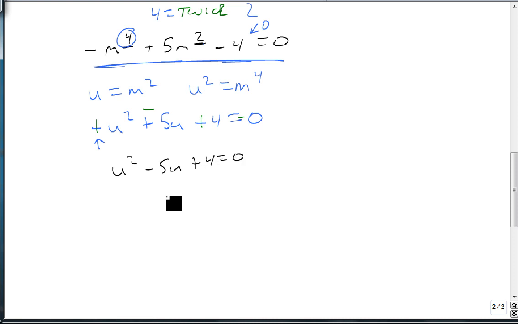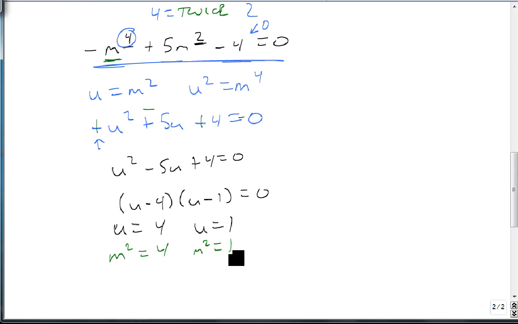Factors of 4 that add up to minus 5 are minus 4 and minus 1. So u equals 4 and u equals 1, because 4 minus 4 is 0, and 1 minus 1 is 0. So as long as I make one of them 0, I'll get a true statement. However, we're not solving for u, we're solving for m. So this is really m squared equals 4 and m squared equals 1. Well, to solve this, we subtract the 4 over, recognize this is a difference of squares. So m really equals negative 2, or m equals positive 2.